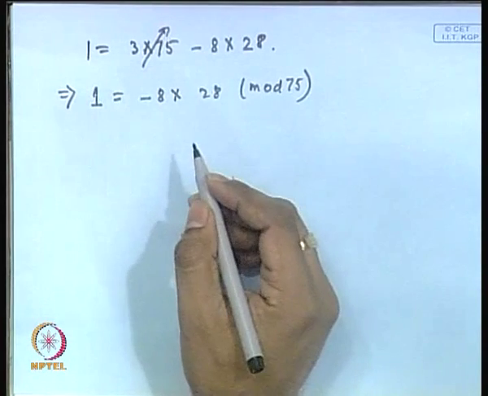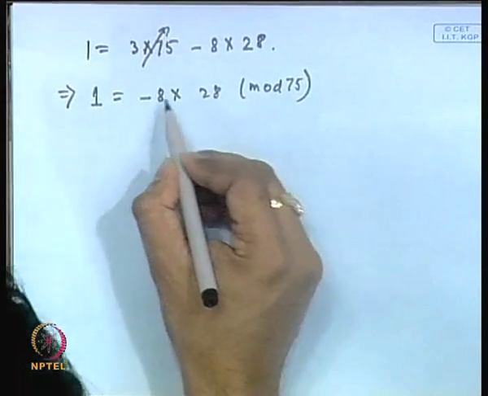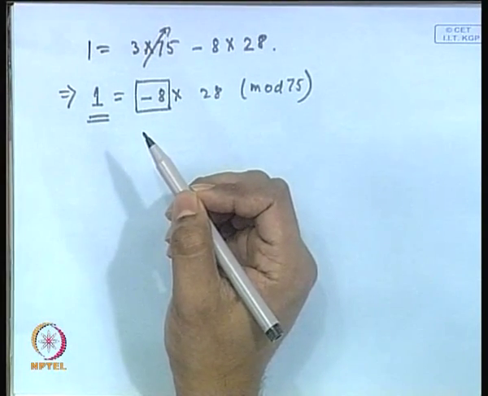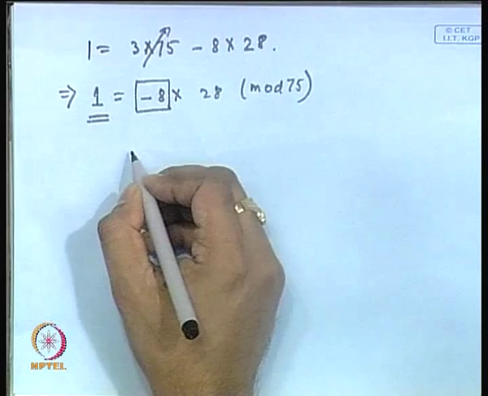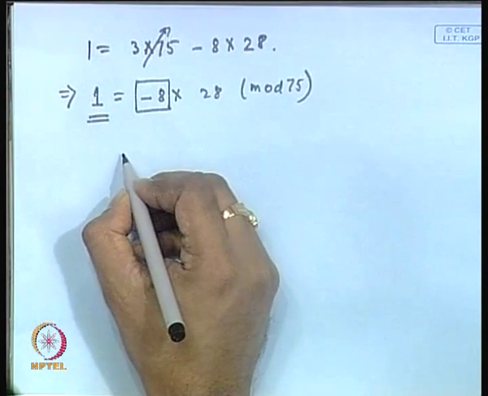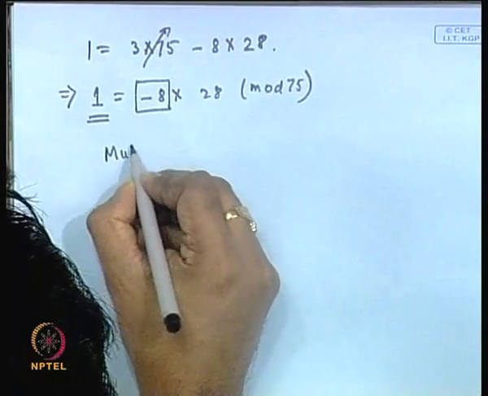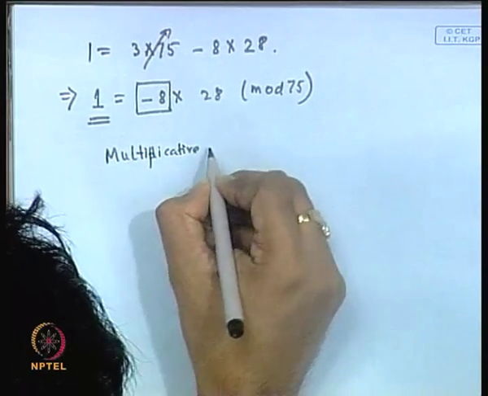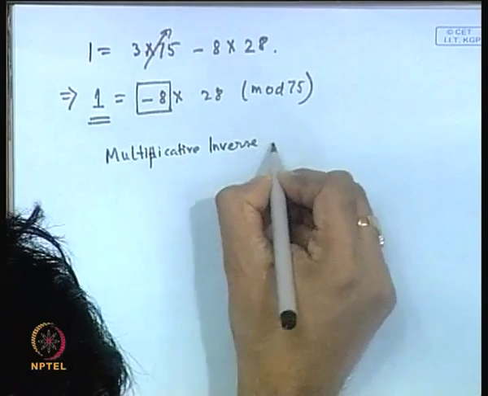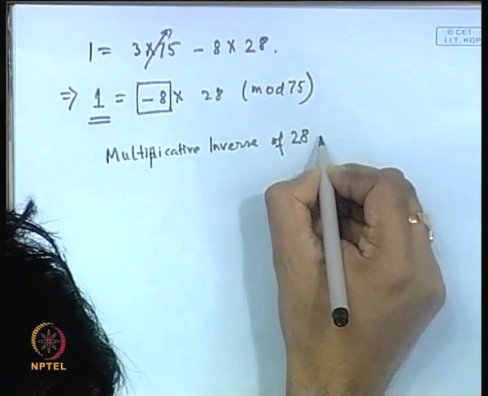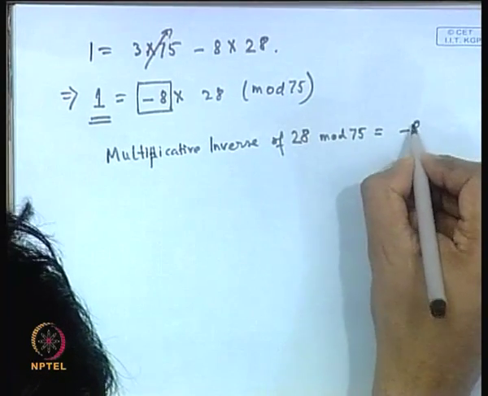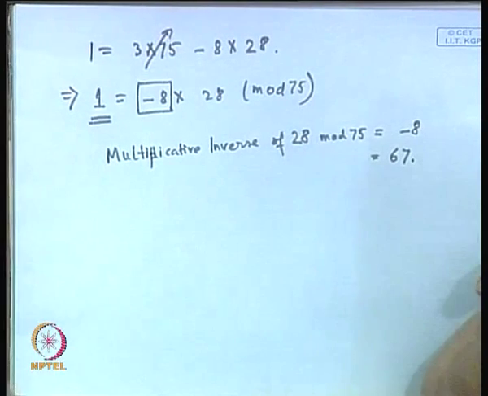So, now what is the multiplicative inverse of 28? It is minus 8, because if I multiply it with minus 8, I get back 1, right. So, therefore, minus 8 mod 75 means 67. So, therefore, the multiplicative inverse of 28 mod 75 is equal to minus 8, and that is equal to 67, right.